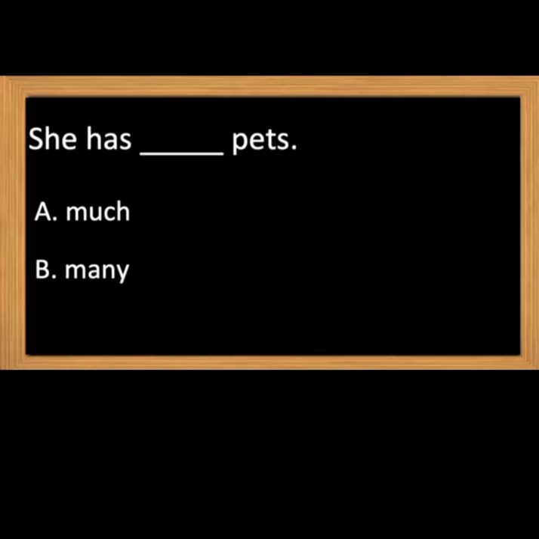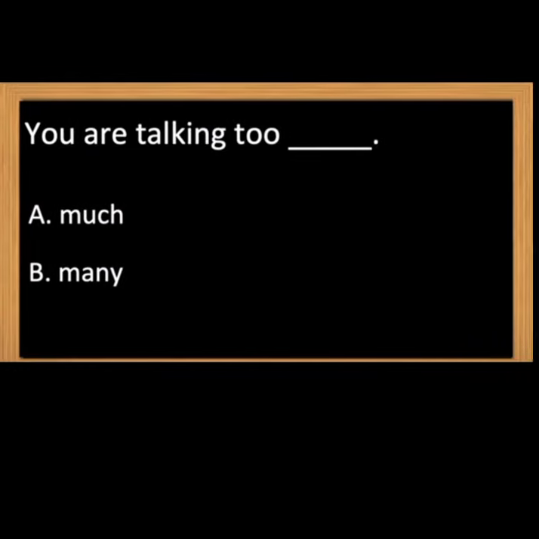Let's move further. She has dash pets. Much pets or many pets? The word pets, you can count your pets. आप जो पालतू जानवर आपके पास है वो आप गिन सकते हो. Pets is a countable noun. तो countable noun के साथ हमेशा many जाएगा, है ना. ये लिखा है हमने many.